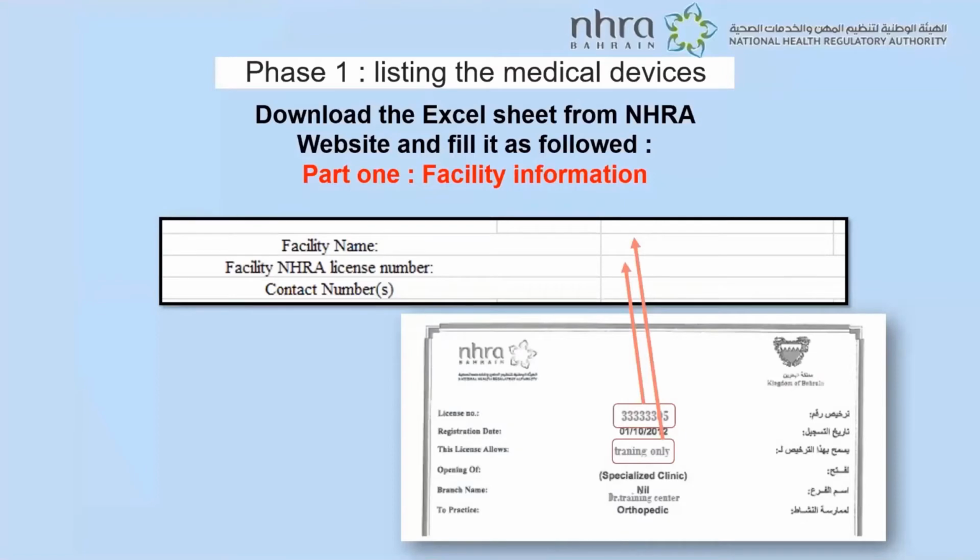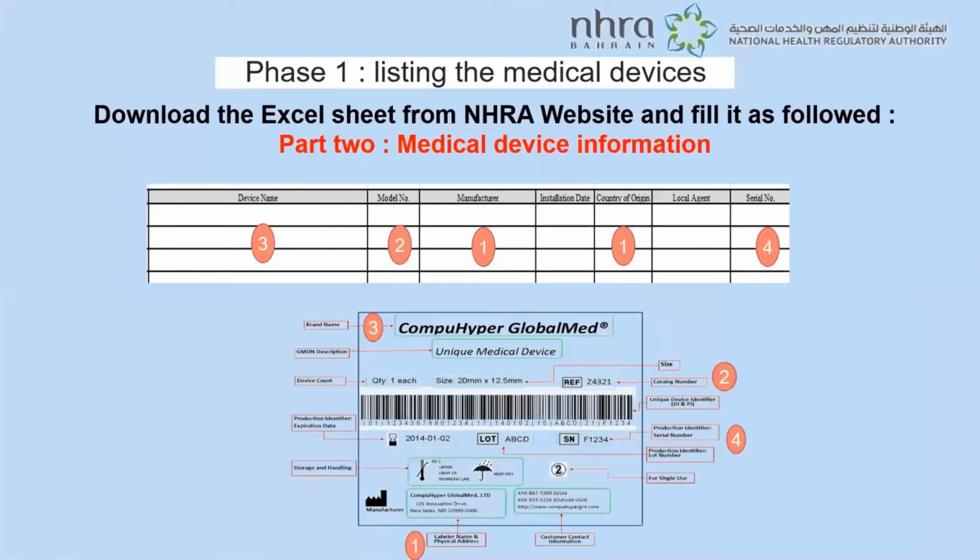Okay, so let's talk about phase 1, which is about listing the medical devices. As you can see here, you should download the Excel sheet from the NHRA website and fill it in with the facility's information, like facility name, facility NHRA license number, and contact number. Then in part 2 you should fill in the medical device information, such as the device name, model number, manufacturer, country of origin, serial number, and all the needed information.